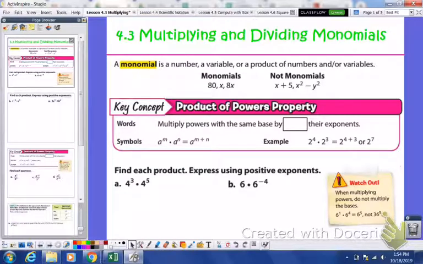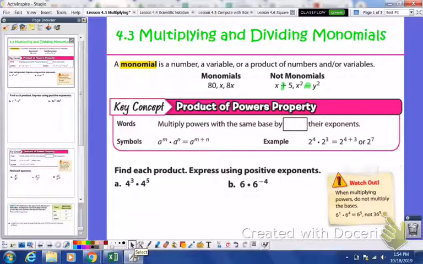Not examples would be x plus 5, or x squared minus y squared, because we cannot have any addition or subtraction. So you can multiply, but you cannot add or subtract. So now that we know what a monomial is, we're going to talk about our product of powers property first. So that's when we are multiplying.